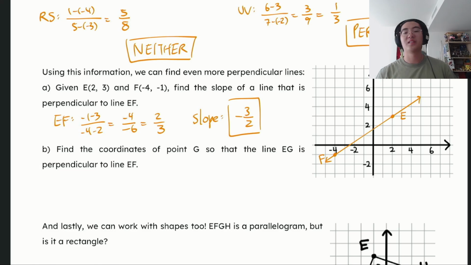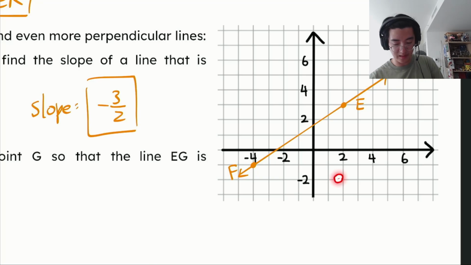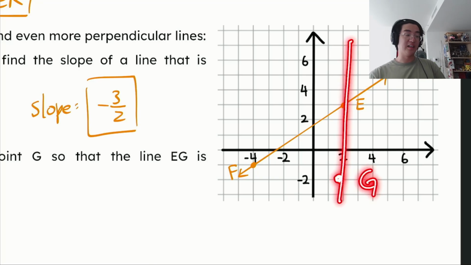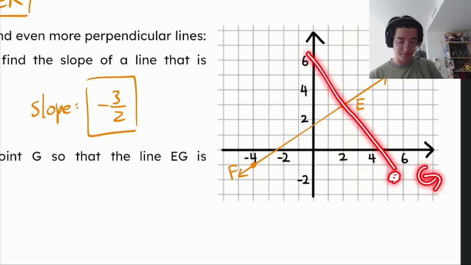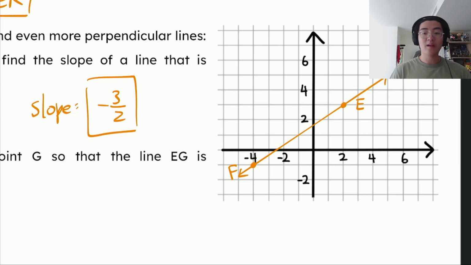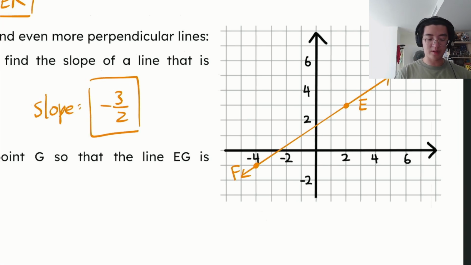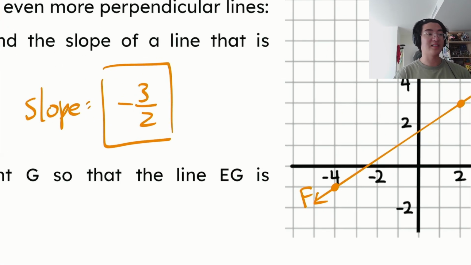Now let's find the coordinates of a point G so that the line EG is perpendicular to EF. What this is saying is that we're going to make a point G here, where if we connect the EG line, this line will be perpendicular. It'll be somewhere maybe like here, perhaps. But we don't actually have to guess. We have the slope already. The slope of this line is -3 over 2.